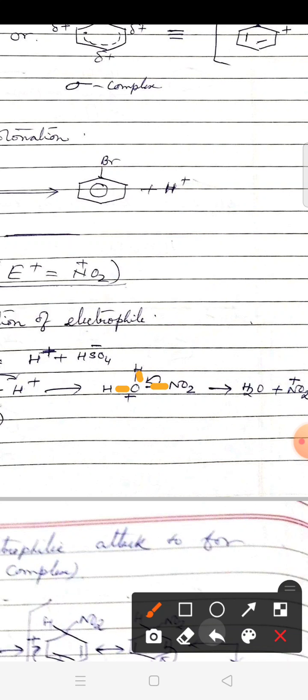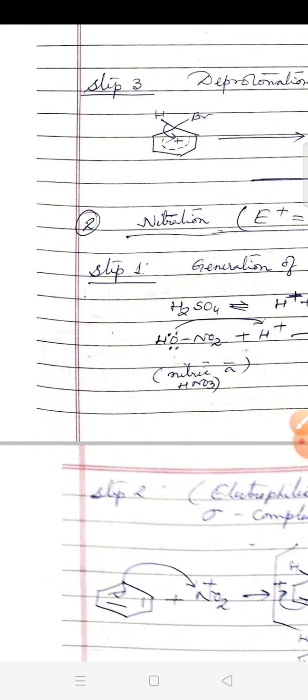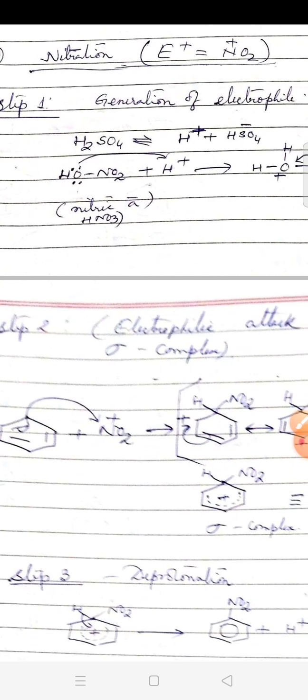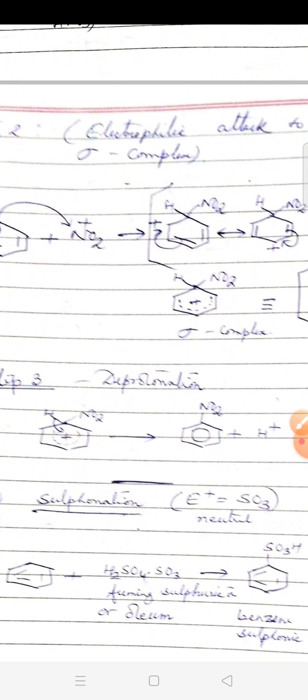I think it is very clear that this is actually looking like water, H2O. So when water goes off, you are left with NO2 plus. So you have successfully generated the electrophile. Now step 2 will be similar. The pi bond will break and attract the NO2 plus and it will give rise to the sigma complex. Step 3, same thing. It will give you the deprotonation product and you will get nitrobenzene, with NO2.